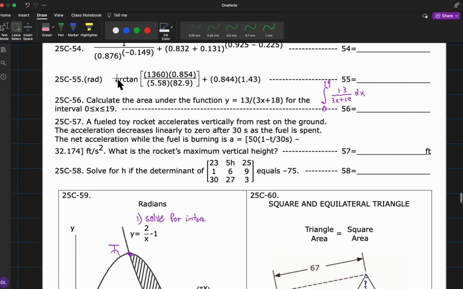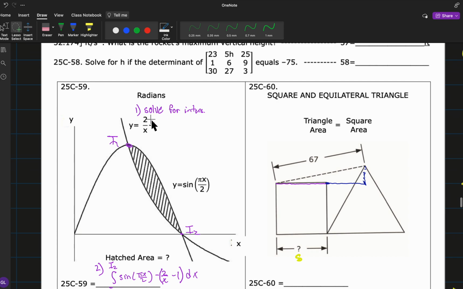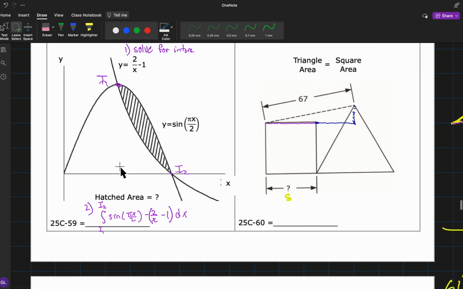59. 59 is a lot like 56, where we are getting the area. In this case, it is bound between two functions. So if we were to take the area of this sinusoid and subtract the area of this hyperbola, that would be the area between them. So it's the integral of sine of pi x over 2 minus 2 over x minus 1. And we're going to integrate that from the first intersection to the second intersection. So the first thing you do, solve for the intersections. Then you load in your integral template, load in the functions, lower bound, upper bound, calculate.